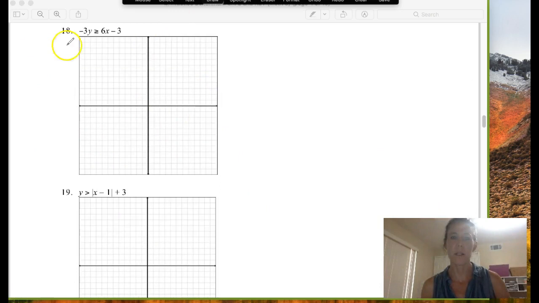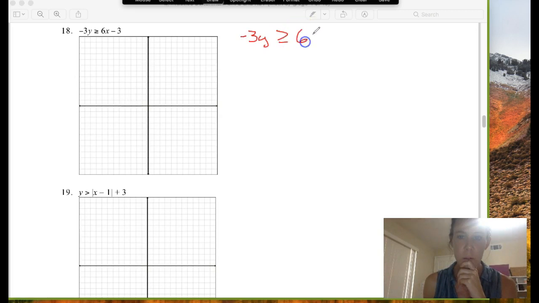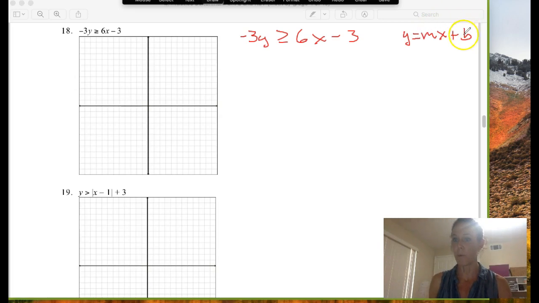Same thing for this. Let's first put it in slope-intercept form. So negative 3y is greater than or equal to 6x minus 3. Since we have an inequality that is a line, I am first just going to solve for y because that's how I get in slope-intercept form. Remember, y equals mx plus b. There's my slope and my y-intercept.